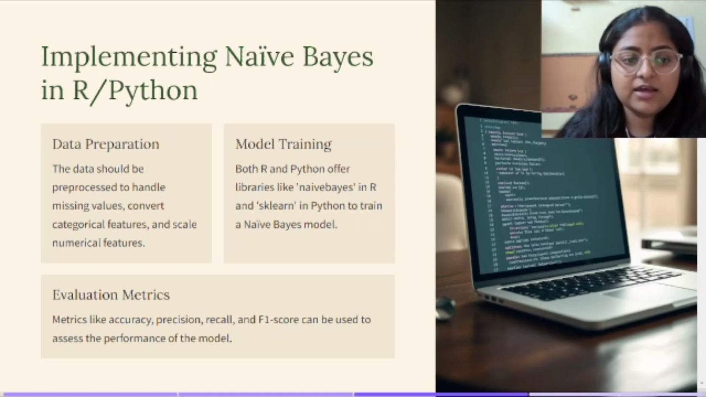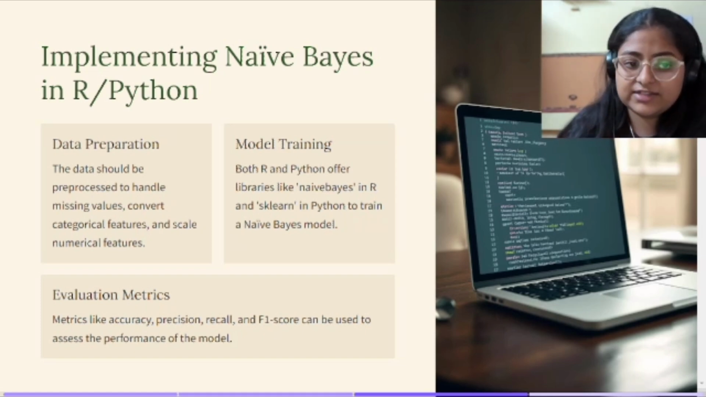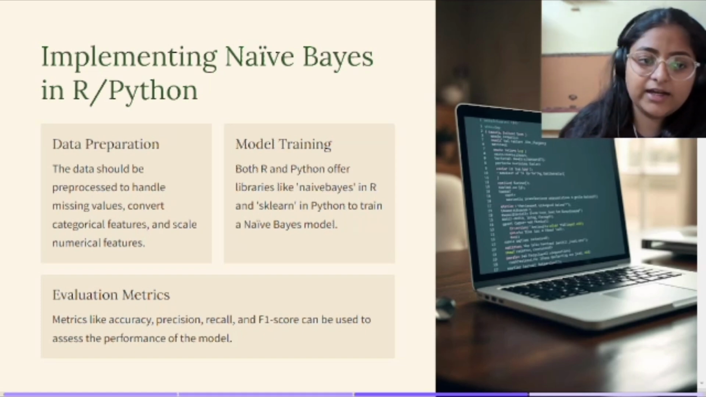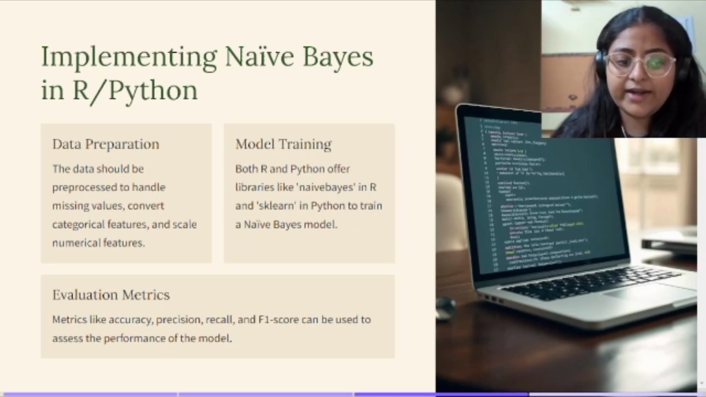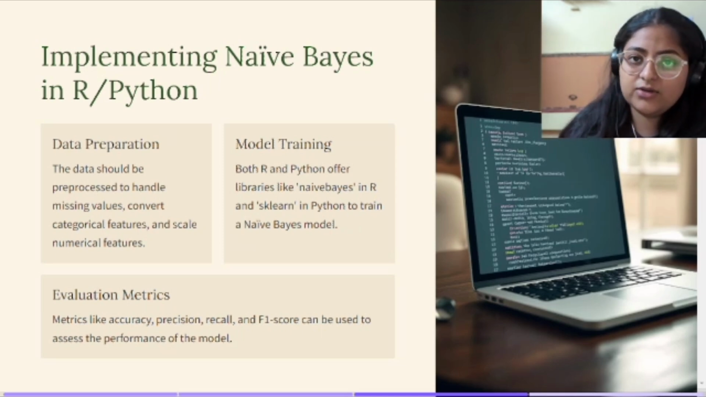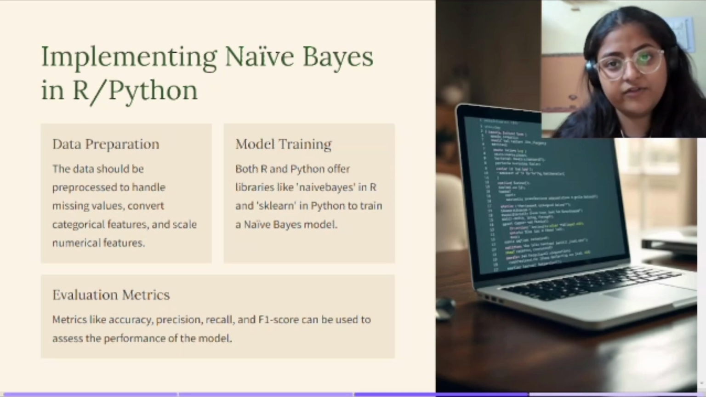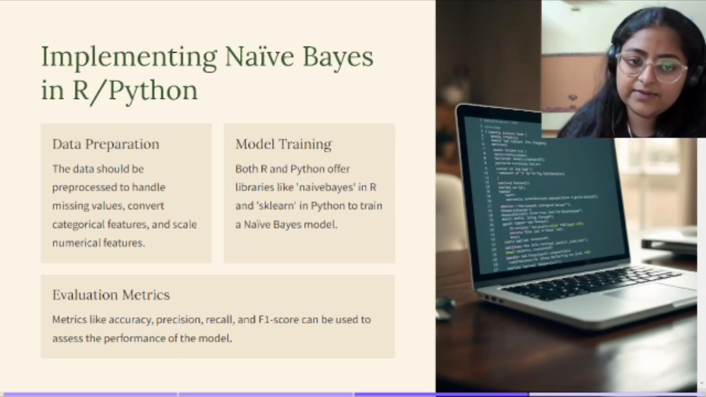Implementing Naive Bayes: data preparation. First step, obviously, is to prepare the data. The data should be processed to handle missing values, convert categorical features and scale numerical values. You can access the data preparation video in this playlist.